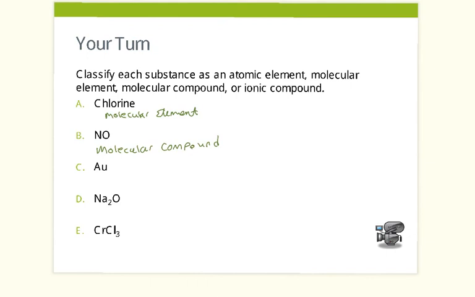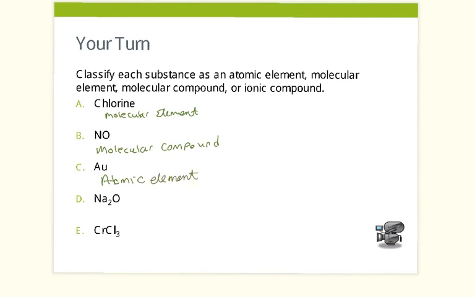Okay. Au is the symbol for gold. So gold is found on our periodic table, and it comes as a single atom. So it's going to be an atomic element.